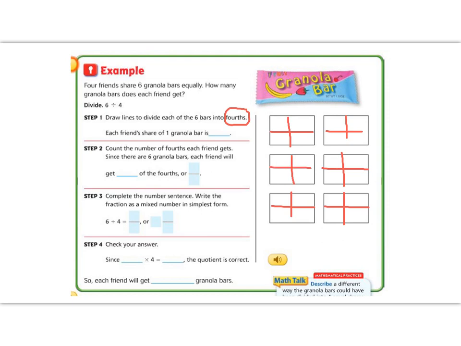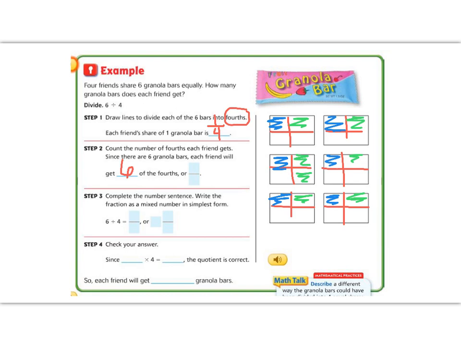Okay, so that means that each friend for every bar will get 1/4 of the bar. So if we count the number of fourths each friend will get, since there are 6 granola bars, each friend will get 6 of the fourths. If friend number 1 is blue, he's going to get 1, 2, 3, 4, 5, 6. Now friend number 2 in green would get 1, 2, 3, 4, 5, 6. So he would get 1 of each piece.